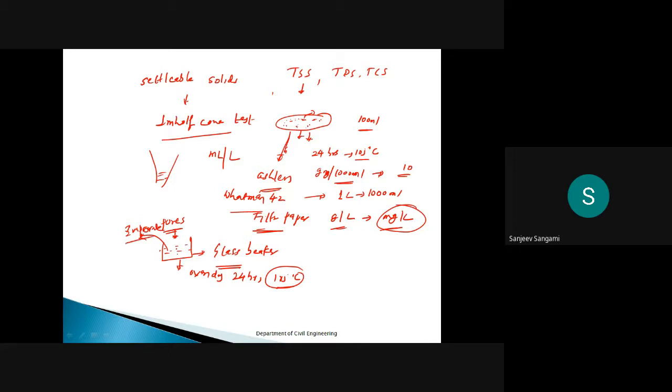Once it evaporates, at the bottom you can see some white precipitate-type solids. That is nothing but total dissolved solids. Total dissolved solids escape through the filter paper, and total suspended solids are retained on the filter paper. That only you have to remember.